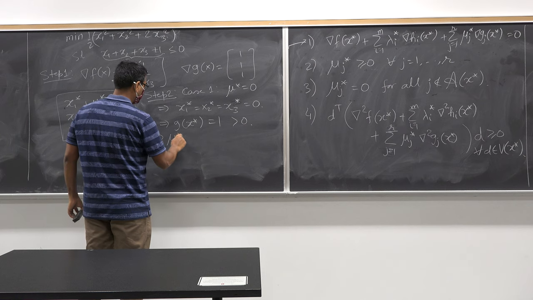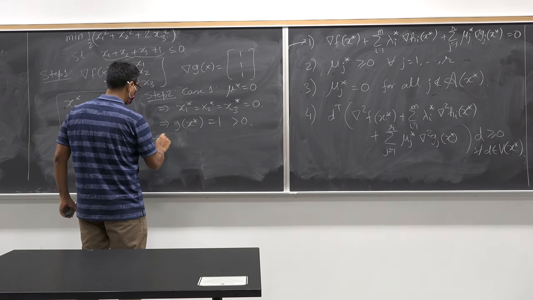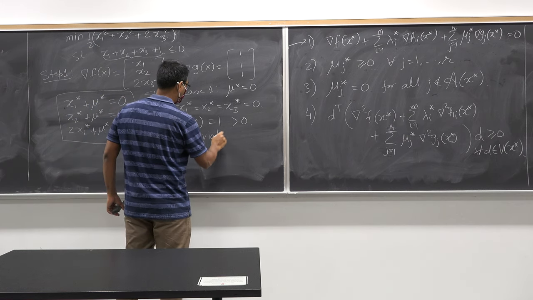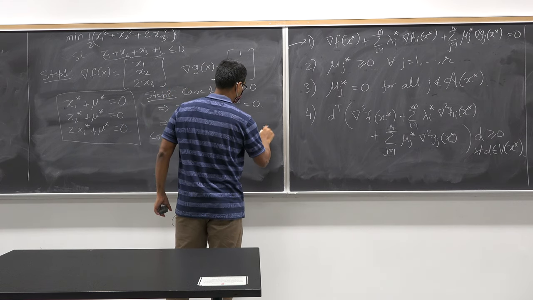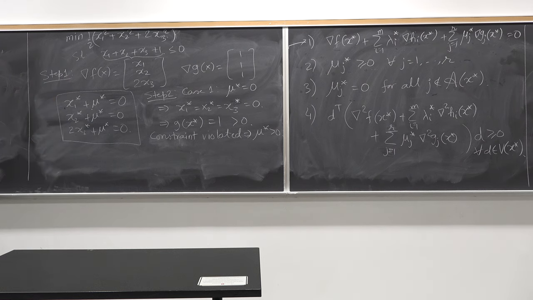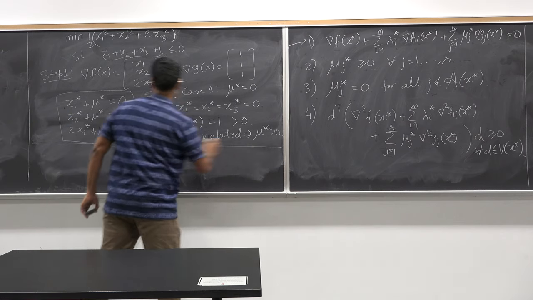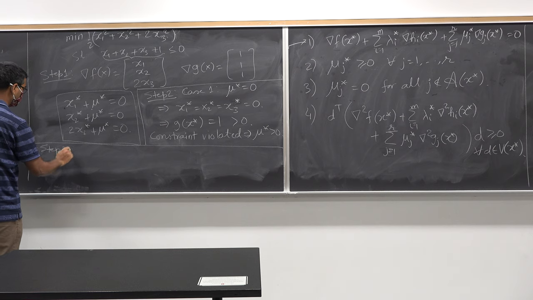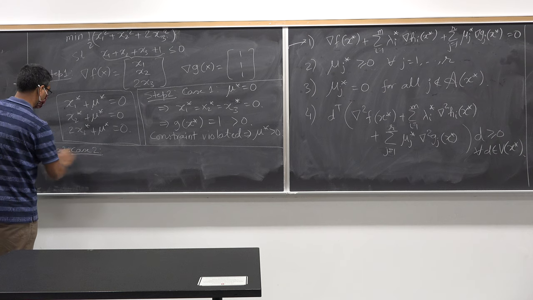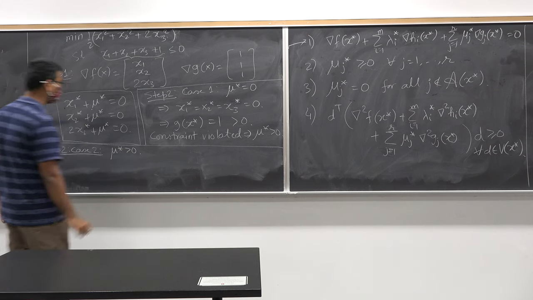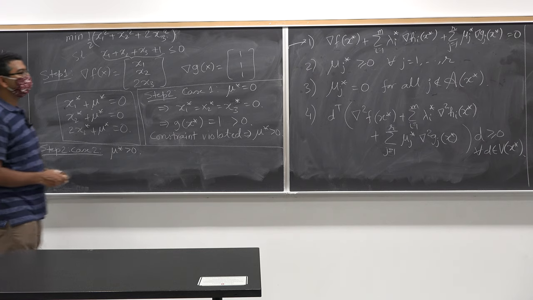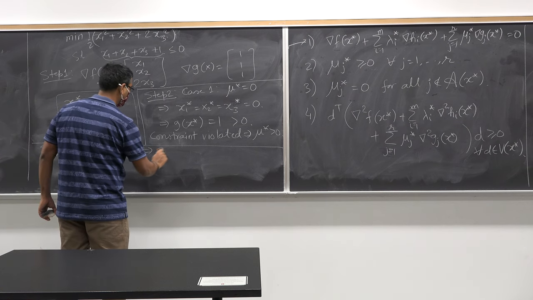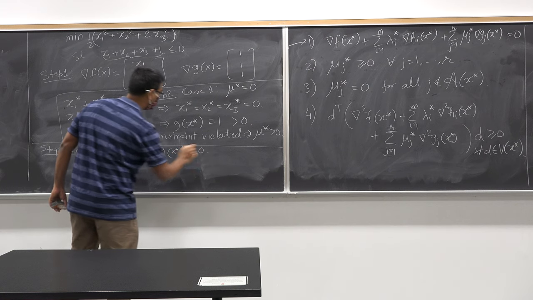So this implies constraint violated implies mu star is strictly positive. So now I have to do step 2, case 2. Let me do that here. My mu star is strictly positive. Now, if mu star is strictly positive, what this would mean is g of x star must be equal to 0.